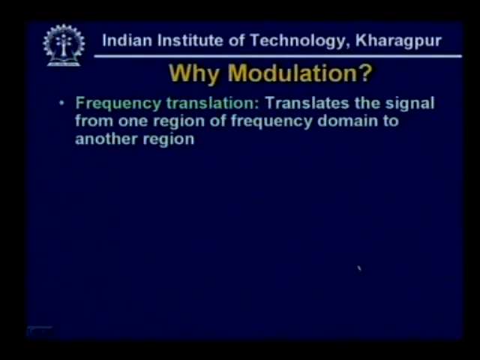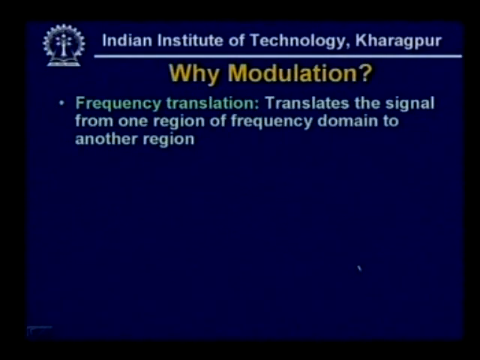And you may be asking why modulation is necessary. When we do modulation, one important operation that is being performed on the signal is known as frequency translation. It translates the signal from one region of the frequency domain to another region. It is like this. Suppose this is the representation of the signal in the frequency domain. So, here you have your f, and obviously the amplitude.